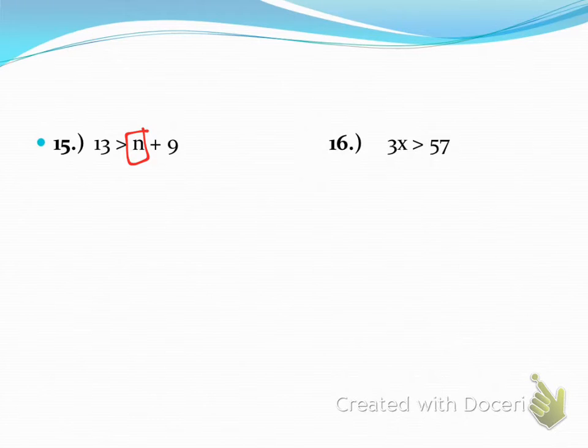I'm trying to get N by itself. Who can tell me what to do on both sides? Jaquan. Subtract 9. Jaquan, if I subtract 9 from 13, what do I get? Thank you. Is my variable on the correct side? No. So I'm going to take this whole thing and flip it all over. Once I flip the whole thing over, Lexi, how would that read out loud? N is less than 4.